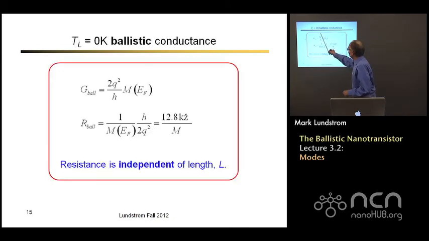Okay. So at 0K, the ballistic conductance, when the transmission is 1, is just these fundamental constants times the number of channels at the Fermi energy, EF. If I want the ballistic resistance, I take 1 over the conductance. It's just 1 over the number of channels times those fundamental constants. Those fundamental constants turn out to have a value of 12.8 kiloohms. So fundamentally, the resistance of anything is 12.8 kiloohms divided by the number of channels at the Fermi energy.